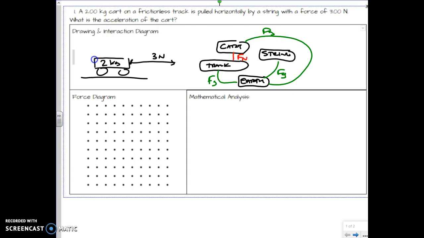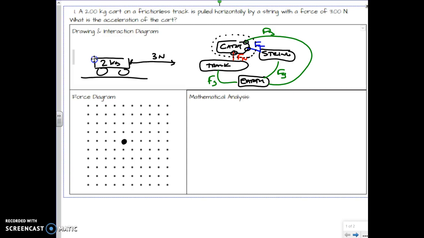That might be it. And then after that, we've got a string in this problem, and whenever we've got a string in a problem, we're probably good that we've got tension involved. So we'll say there's a force of tension between the cart and the string. So coming down to our force diagram now, what we're going to be diagramming is the forces on the cart, which are 3. We've got 3 things acting on the cart: the normal force, the tension force in the string, and gravity.